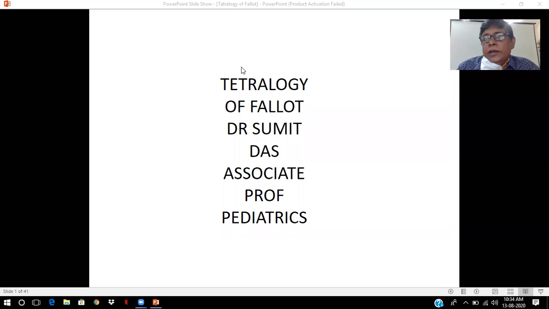Basically, you get congenital heart disease with some abnormal shunt, an abnormal connection between the right side and the left side, or there can be stenosis. These are the major defects, or there can be a combination of them. So let us come to tetralogy of Fallot, which is one of the commonest congenital cyanotic heart diseases.